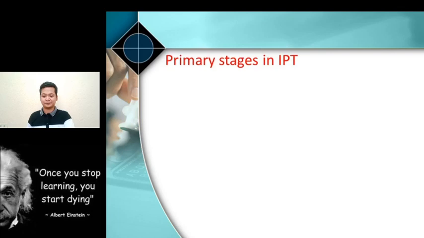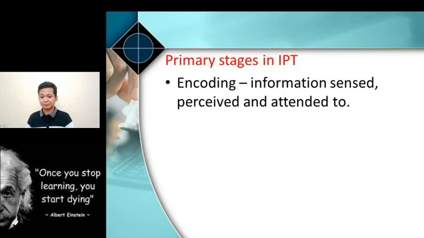Primary stages in IPT. First, encoding. Information is sensed, perceived, and attended to. Okay, you'd like to accentuate the words attended to. All right, so in order for you to store information, you have to really give attention to something so that it will be perceived and it will really be stored in our mind. Okay, that's encoding. All right, the initial step.